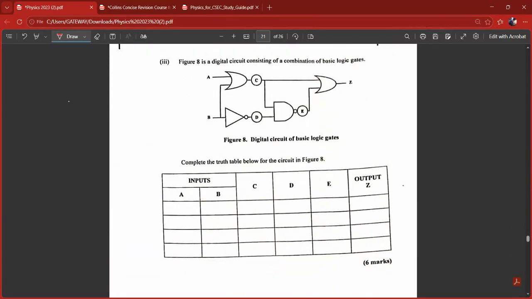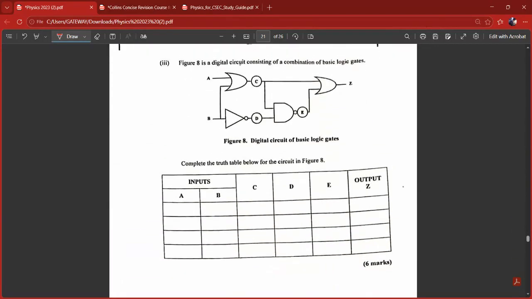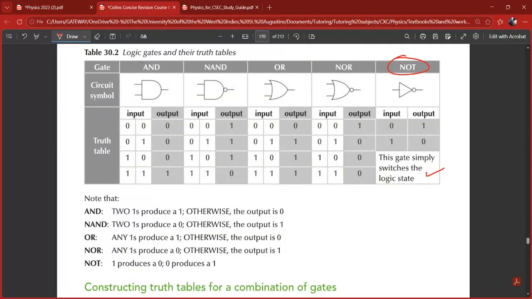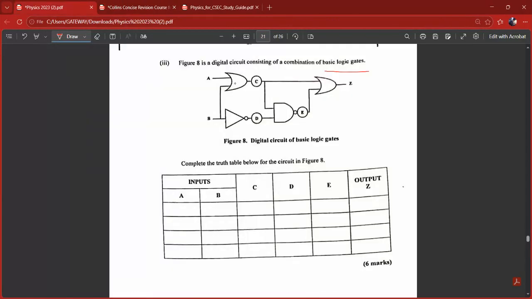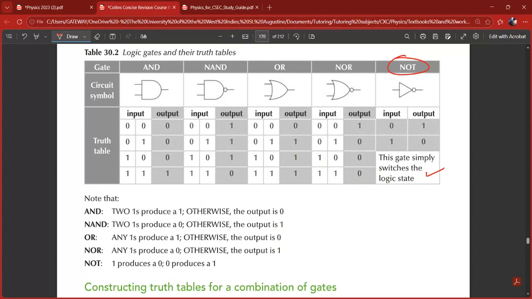Now part 3, this is the tricky part. Let's say figure 8 is a digital circuit consisting of a combination of basic logic gates. So first of all, you need to know what type of logic gate you're dealing with. For part C, if you look here, that looks more like an OR gate. So I'll put OR there. Part D, this looks like a NOT gate, right? Based on the symbols here.